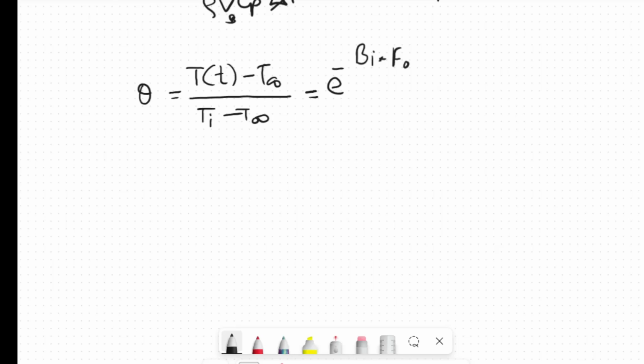So that's all for today's session. In the coming sessions, we'll talk about various aspects related to heat transfer.